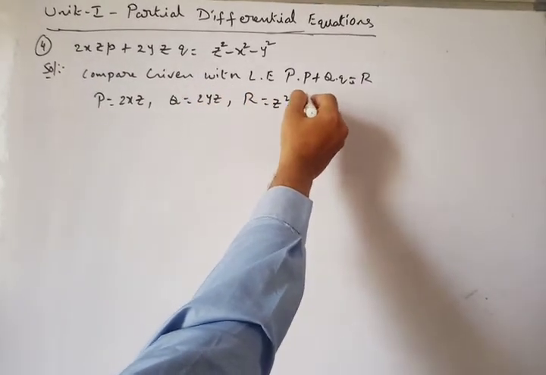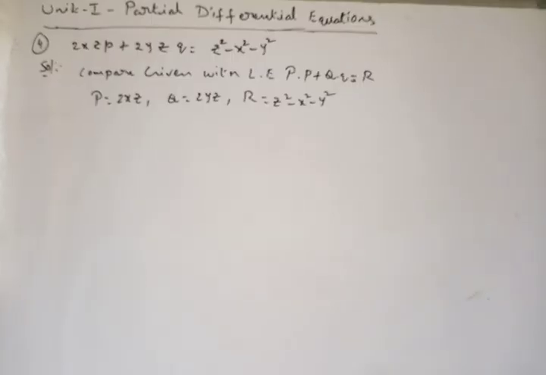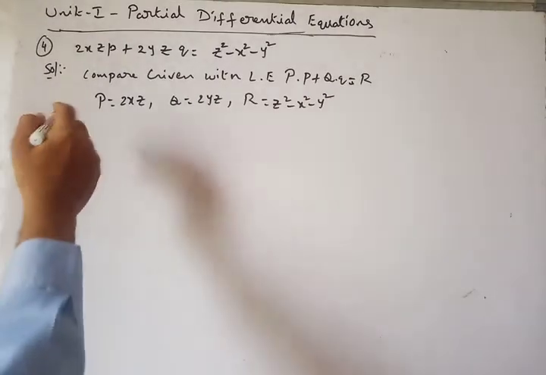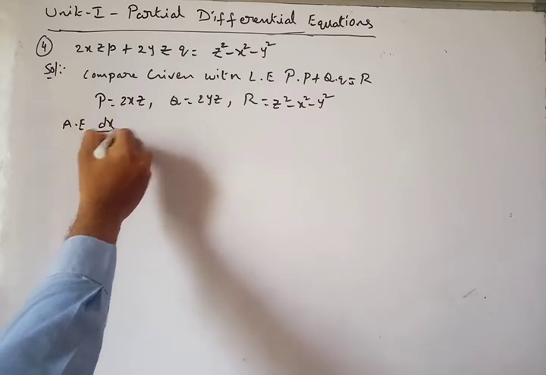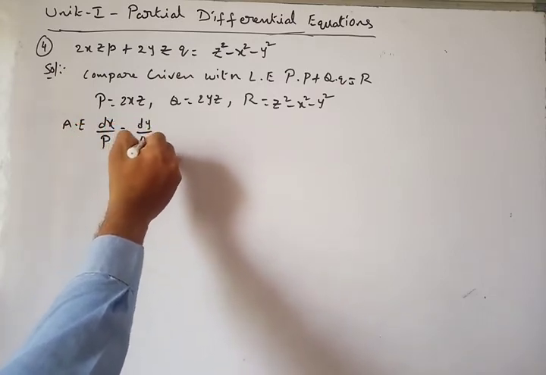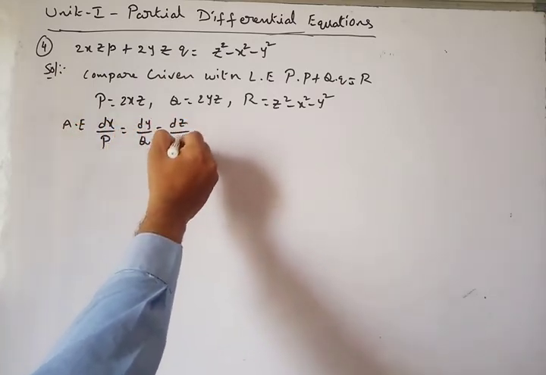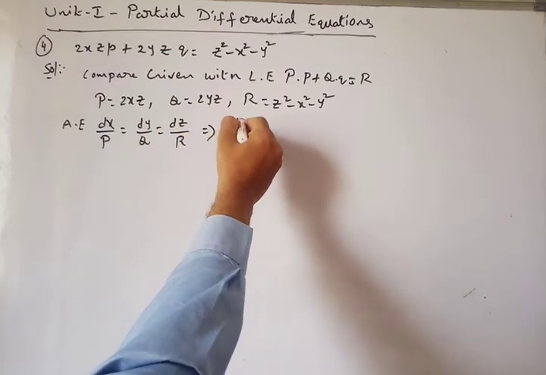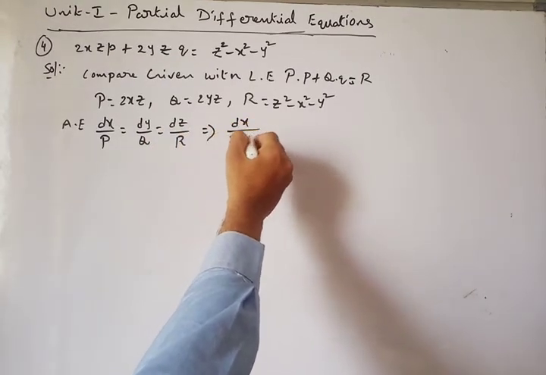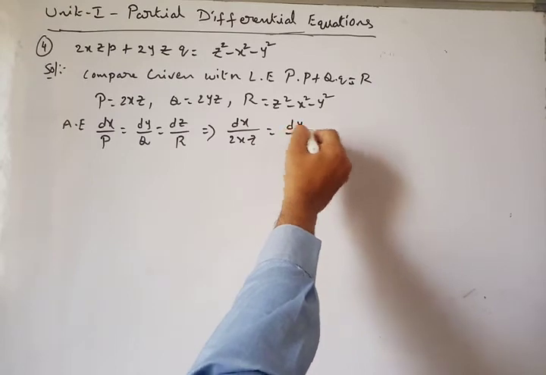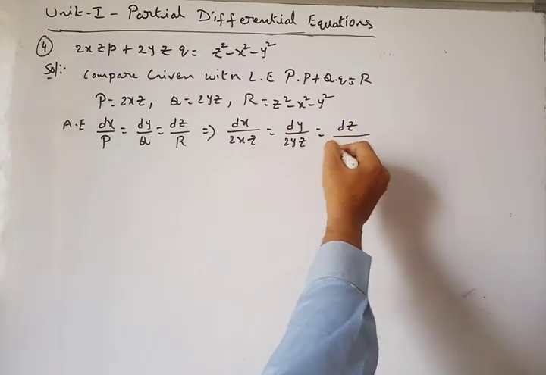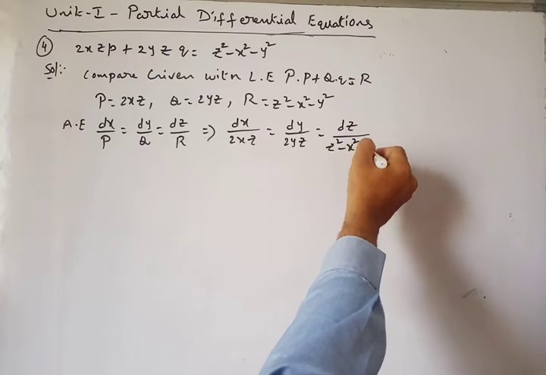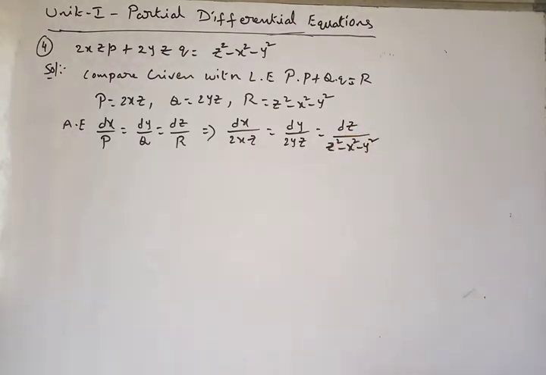Z square minus x square minus y square. Correct. Now, auxiliary equations. What are the auxiliary equations? dx by capital P is equal to dy by capital Q is equal to dz by capital R. That means what do I get here? dx by 2xz is equal to dy by 2yz is equal to dz by z square minus x square minus y square. Correct? So these are the auxiliary equations.